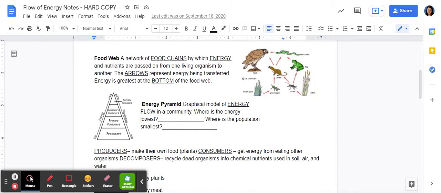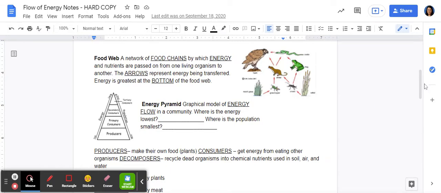Food web: a network of food chains by which energy and nutrients are passed on from one living organism to another. The arrows represent energy being transferred. Energy is greatest at the bottom of the food web, so in this area where the producers are.